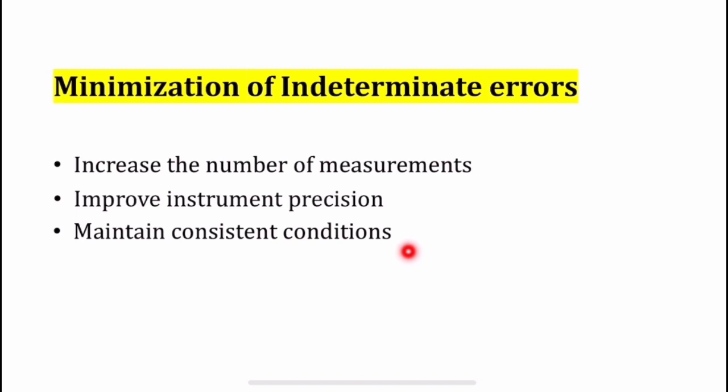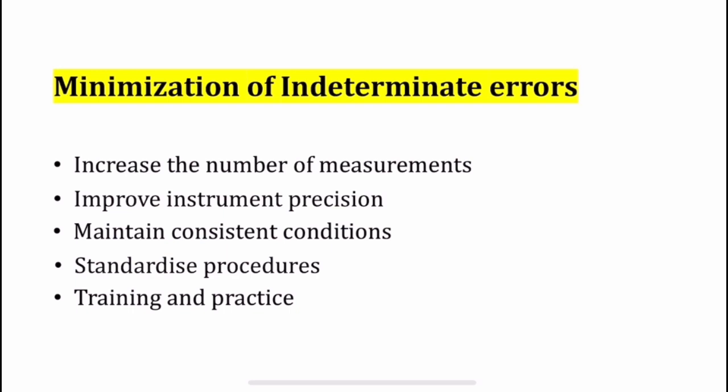Maintain consistent conditions. Ensuring stable environmental conditions such as temperature, humidity, etc., reduces environmental effects. Use of standardized procedures. Following consistent and well documented standard procedures minimizes the variability of the results. Training and practice. Ensuring that the analyst is well trained and experienced reduces operator related variability.